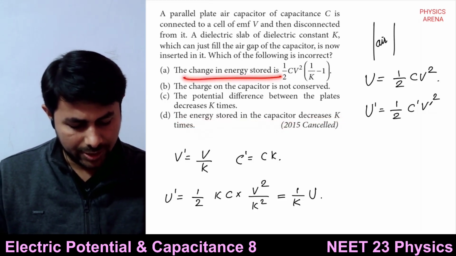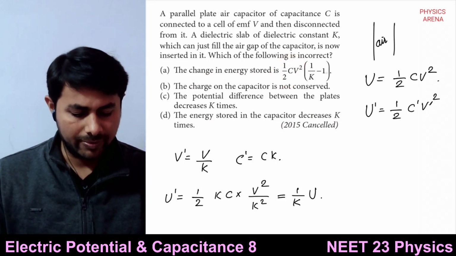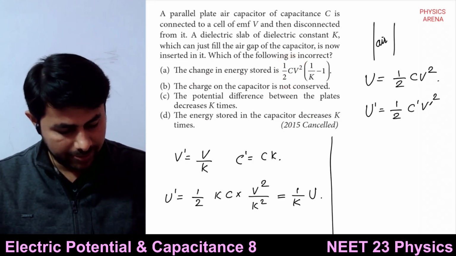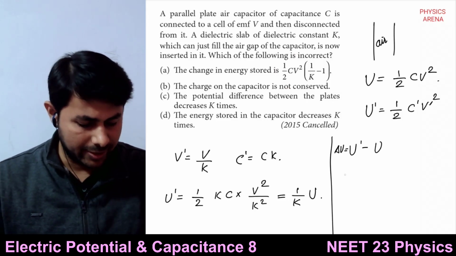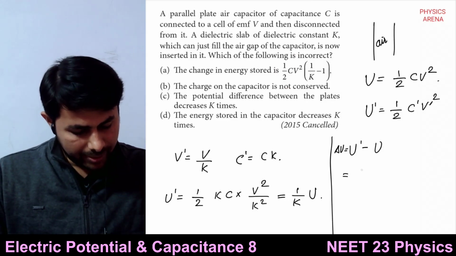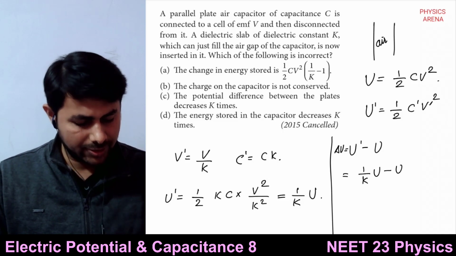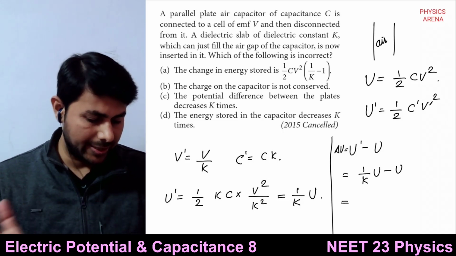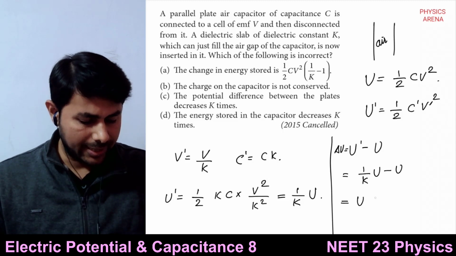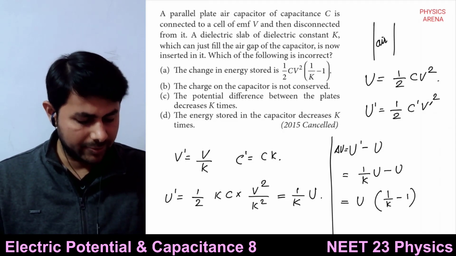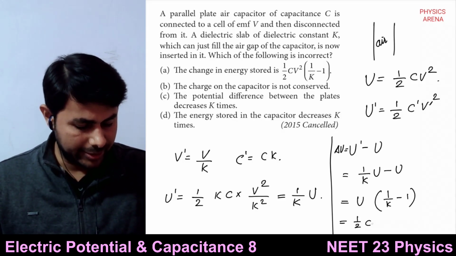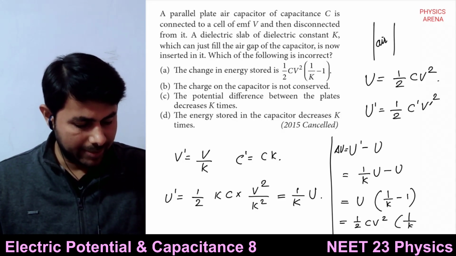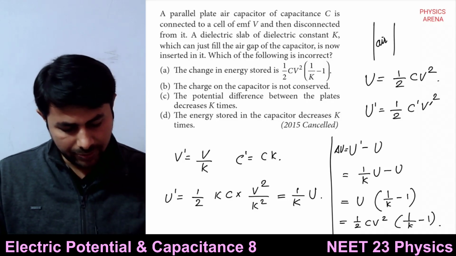The change in energy stored is half CV square times (1 by K minus 1). So change in energy will be U dash minus U. This is delta U. So let's check this one. It is half of K times U minus U. You can take U common. So U times (1 by K minus 1), or you can say half of CV square multiplied by (1 by K minus 1), right? So this one is also correct.